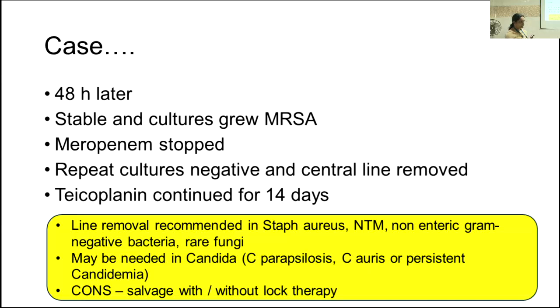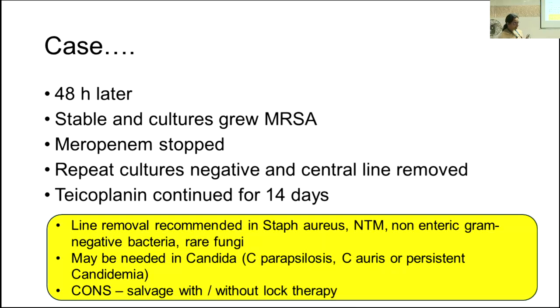And rare fungi sometimes would come up. In Candida, it's dicey. You might try and retain the line if it's not a parapsilosis or a Candida auris, or if the patient is just clearing the Candida, because Candida can also come from the gut. It need not always be secondary to the line. So if the Candida is persistent candidemia, then you might want to remove the line.